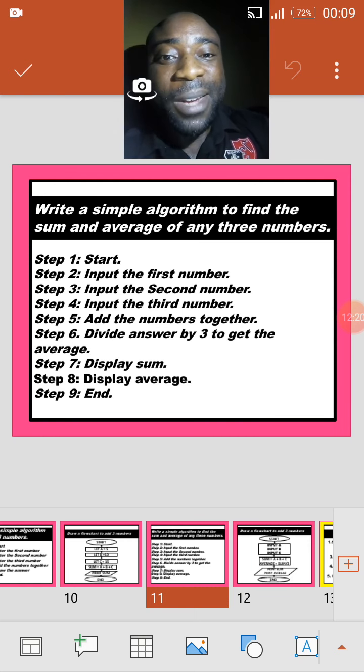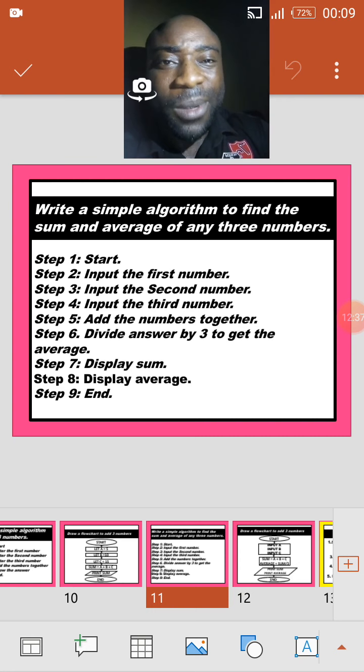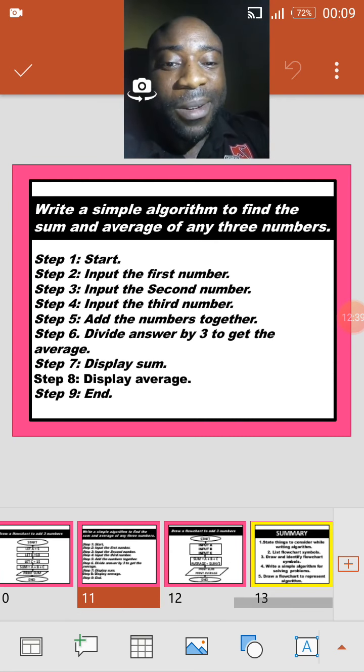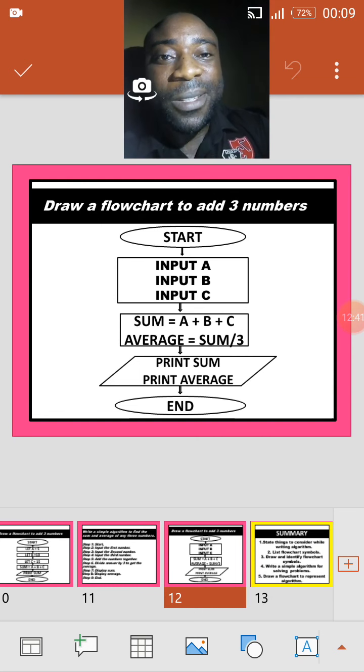Step 4, input the third number. Step 5, add the numbers together. And step 6, divide the answer by 3 to get the average. Then step 7, display sum. Step 8, display average. And step 9, end. Now let's look at the flowchart for this algorithm. Now look at the flowchart to find the sum and average of the 3 numbers.